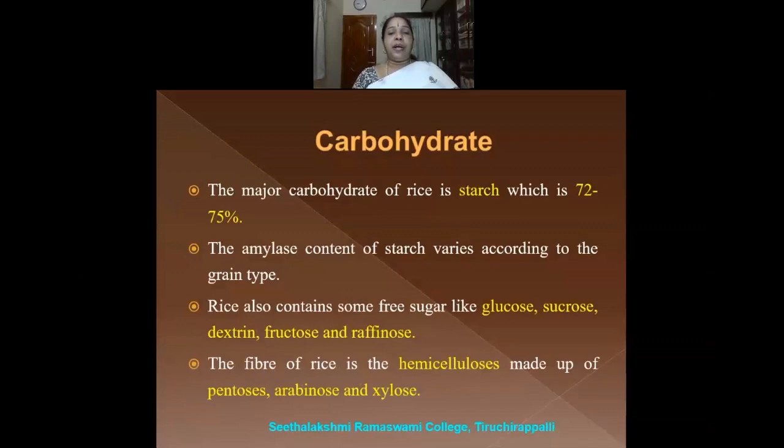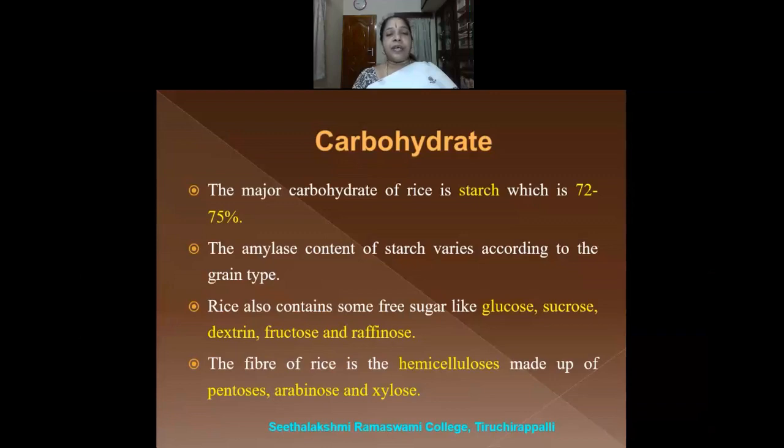The major carbohydrate of rice is starch, which is 72 to 75%. So major nutrient that is present in rice is the starch. The amylose content of starch varies according to the grain type. So the starch contains amylose and the amylopectin. The amylose content of the starch varies according to the type of the rice grain.